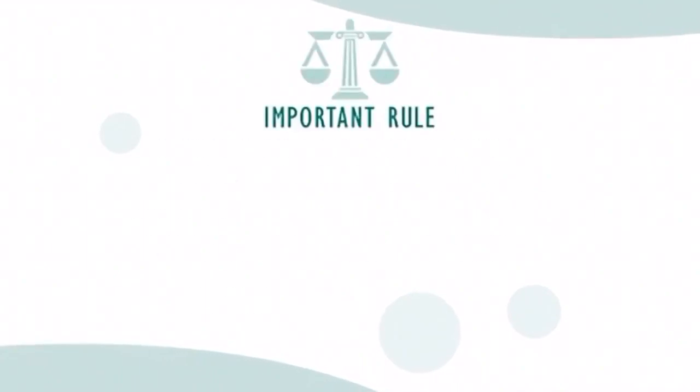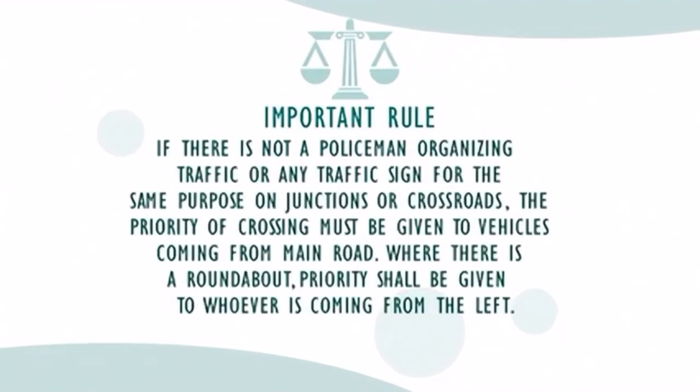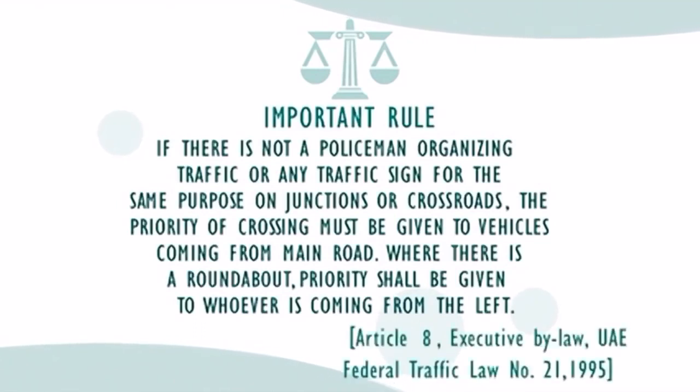Important rule: if there is not a policeman organizing traffic or any traffic sign for the same purpose on junctions or crossroads, the priority of crossing must be given to vehicles coming from the main road. Where there is a roundabout, priority shall be given to whoever is coming from the left. Article 8, Executive Bylaw, UAE Federal Traffic Law No. 21, 1995.